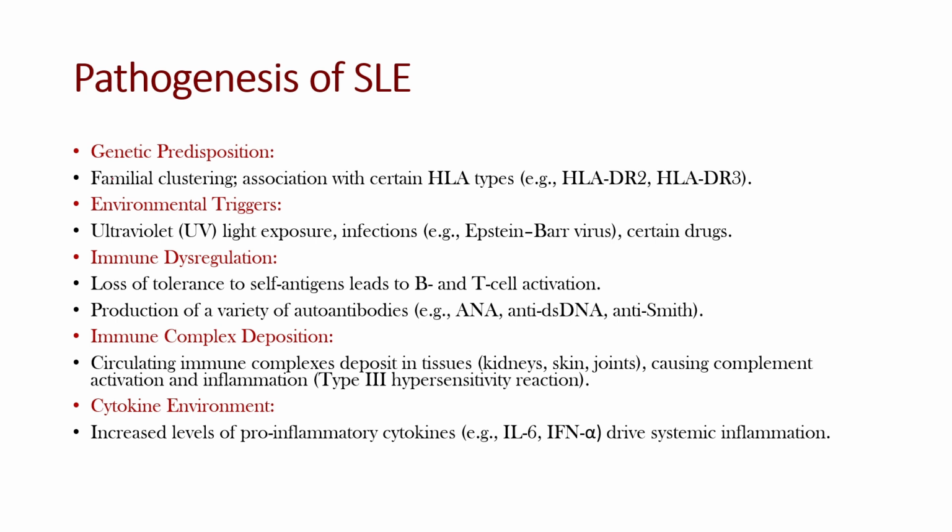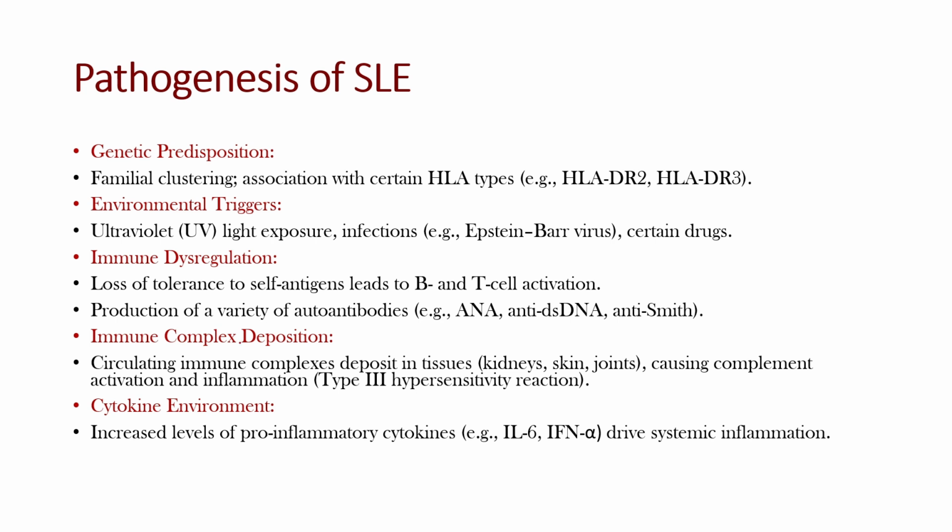For the pathogenesis, we have a genetic predisposition, familial clustering, and association with certain HLA types, like HLA DR2 or DR3, and environmental triggers like UV light exposure, infections like Epstein-Barr virus, and certain drugs can lead to it. Immune dysregulation, loss of tolerance to self-antigens, leads to B and T cell activation and production of a variety of antibodies, like anti-nuclear antibody, anti-dsDNA, or anti-Smith.